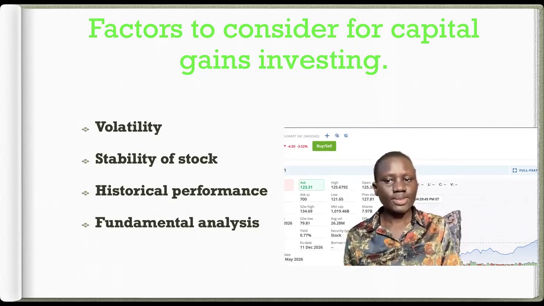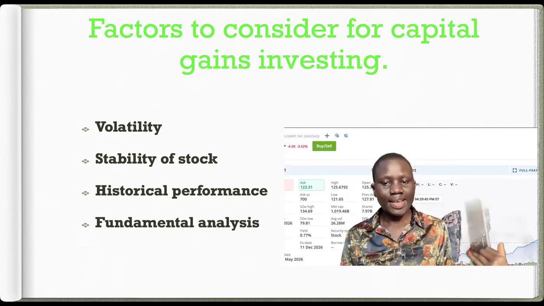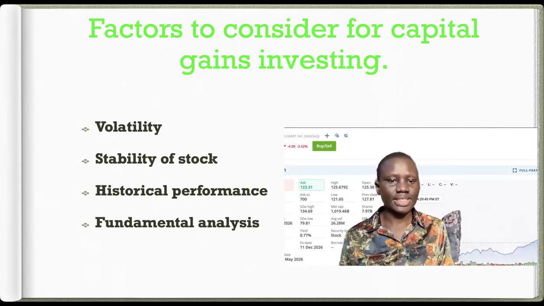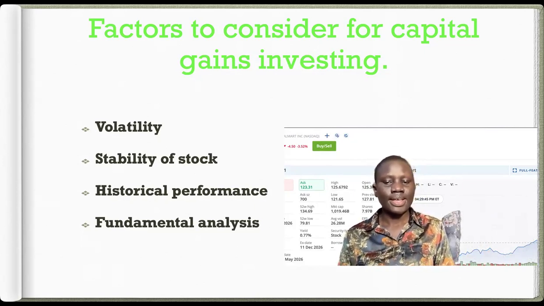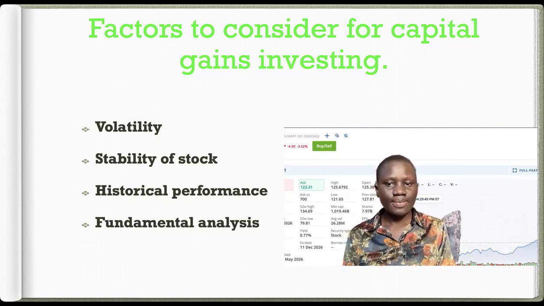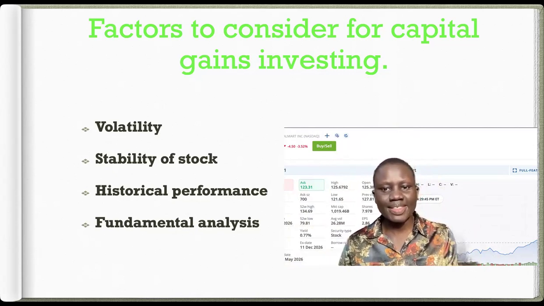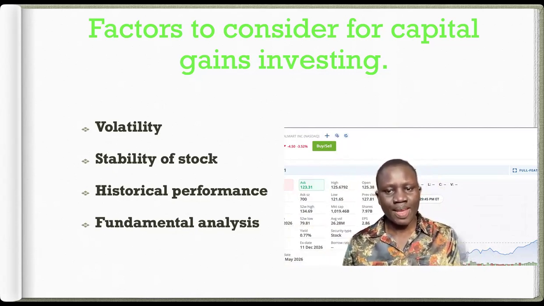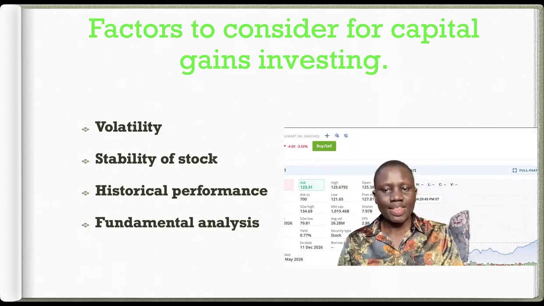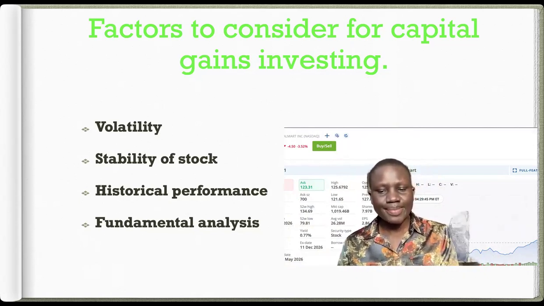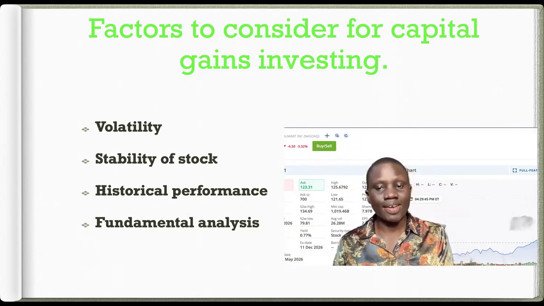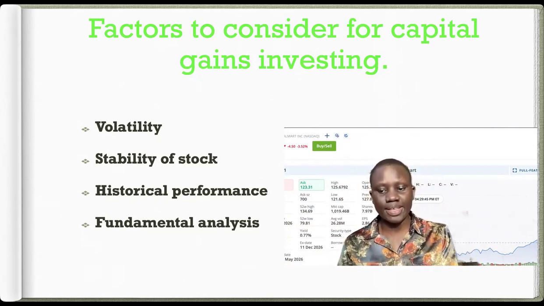Historical performance shows us how these stocks performed in the past and what you should expect in the future. Fundamental analysis is when you look at the earnings of the company. You can look at earnings per share, and also the income statement, all of those things that you have to check when you are looking at how stable the company is.